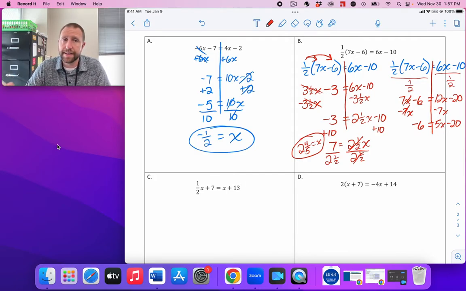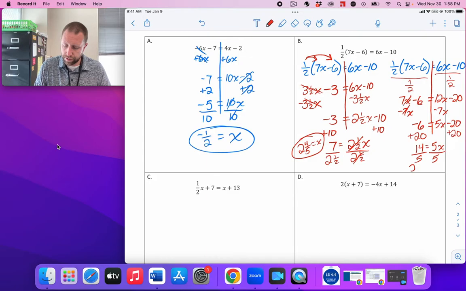The x is on the right-hand side. I've got to get rid of all those numbers that aren't x away from it. So opposite of minus 20 is to add 20 to both sides. And that gives me 14 equals 5x. Now when I divide both sides by 5, I get 2 4/5 equals x, because these 5's cancel.